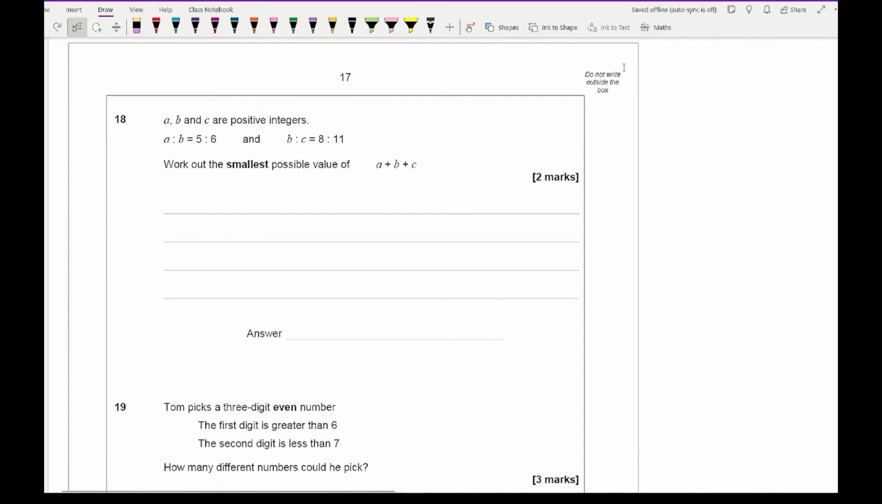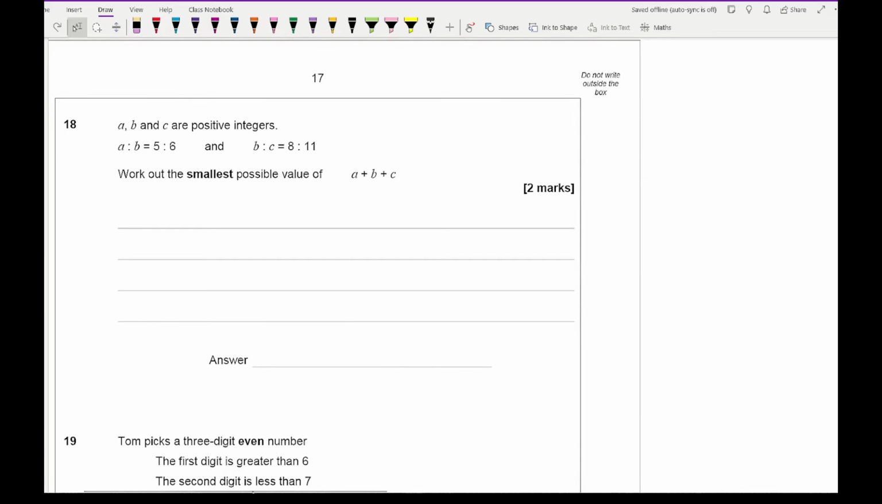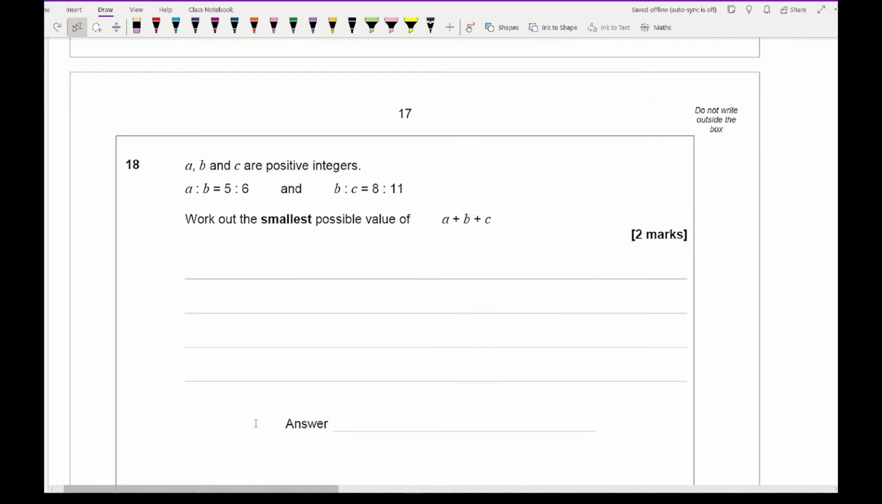Moving on to question 18, so let's just zoom in as it's a rather smallish question. So it says A, B and C are positive integers. A to B is in the ratio of 5 to 6 and B to C is in the ratio of 8 to 11. Work out the smallest possible value of A plus B plus C. So when we're combining ratios together, what we need to then do is, first of all, let's write each of these.